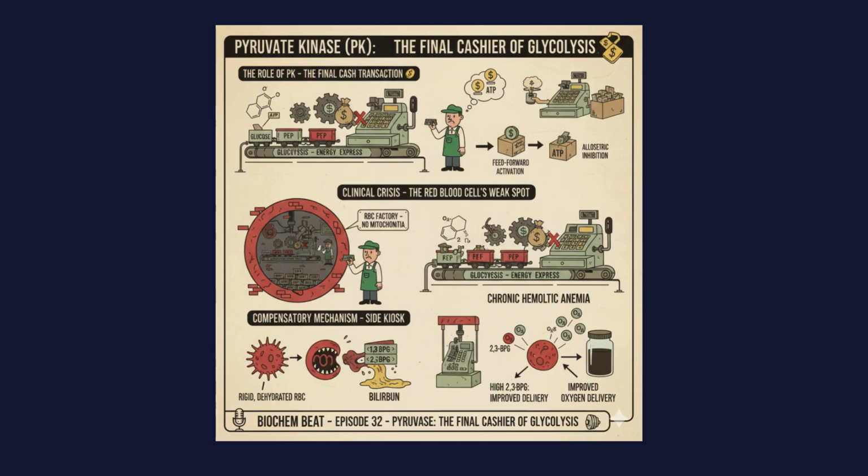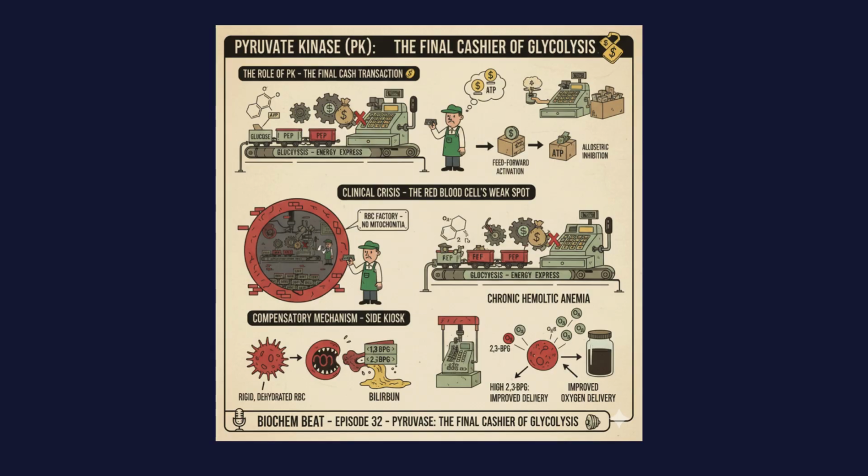Pyruvate kinase transfers a phosphate group from PEP directly to ADP, producing two products, pyruvate and one molecule of ATP. This is the final cash transaction. PEP is the high value security check and PK is the cashier that converts the check into readily usable cash, that's ATP. Since this happens for both halves of the glucose molecule, it generates two ATPs per glucose. This step is an example of substrate level phosphorylation.